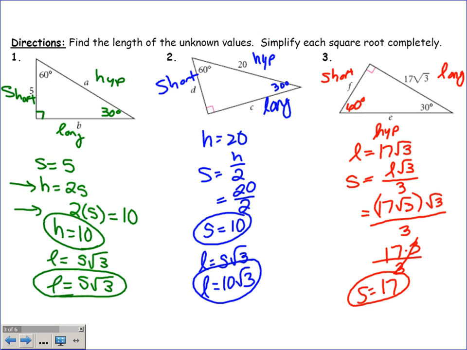What does our hypotenuse turn out to be then? Remember, it's 2 times s, so that's going to equal 34. Is that okay? It's a lot easier, by the way, than doing the Pythagorean theorem. I don't know if you realize that or not, but it's a lot easier to do it this way.